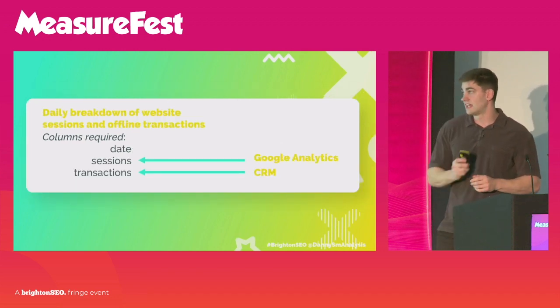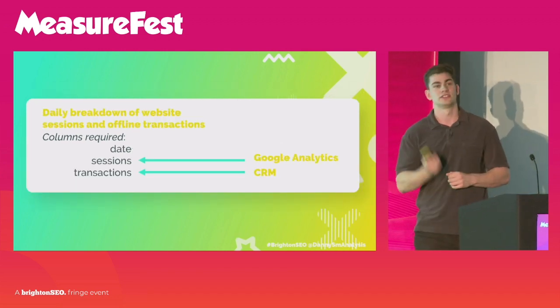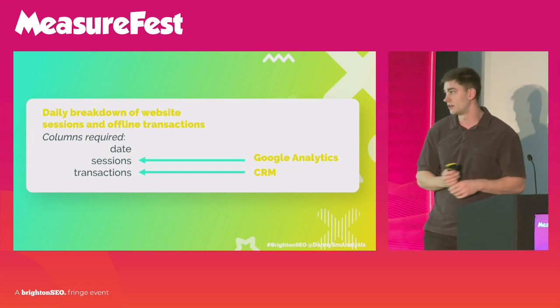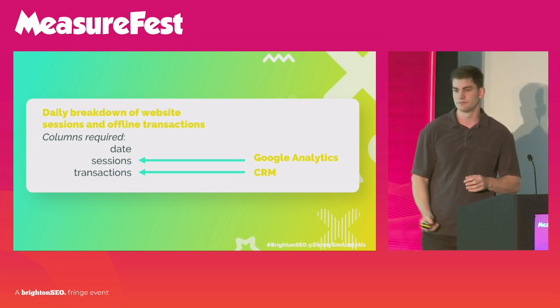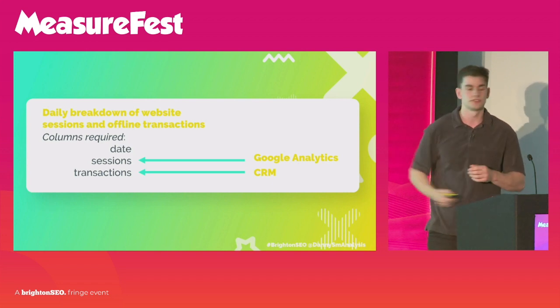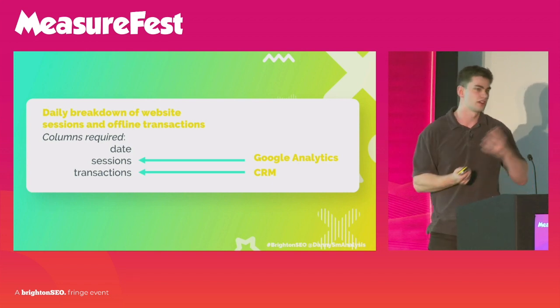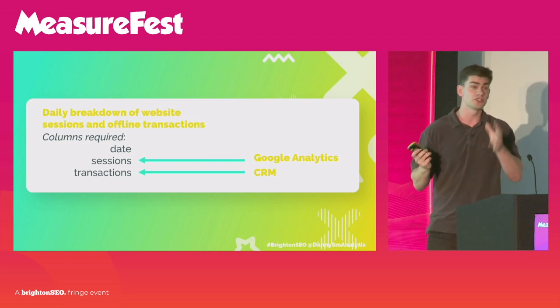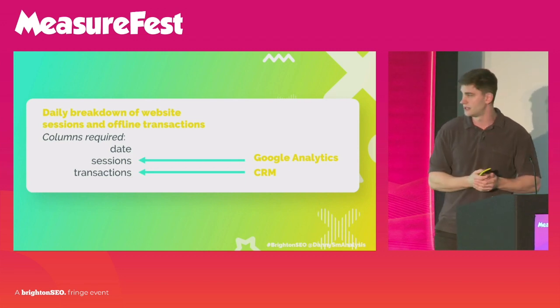What if we wanted to look at the daily breakdown of website sessions and the offline transactions from our CRM? So 3 columns: date, sessions, transactions. Your sessions could come from GA, your transactions could come from your CRM. And that join key obviously being the date column here.